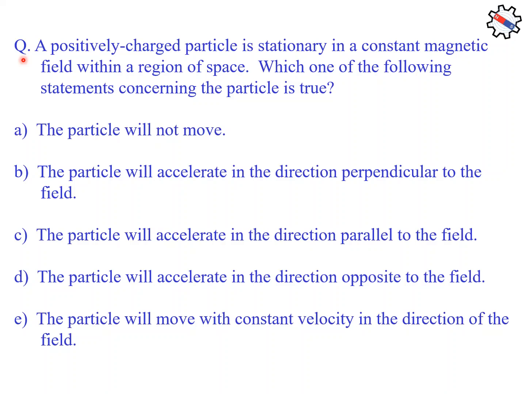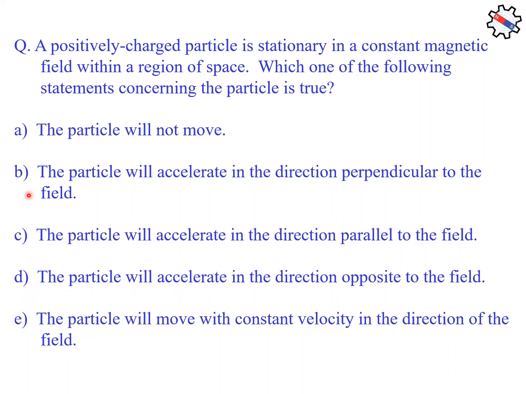A positively charged particle, stationary, in a constant magnetic field. Which one of the following concerning the particle is true? It doesn't move, it accelerates in a direction perpendicular to the field, it accelerates in a direction parallel, it accelerates in a direction opposite, it will move with constant velocity in the direction of the field. Now, which one is true? If it was an electric field, you'd expect it to start to move in the direction of the field.